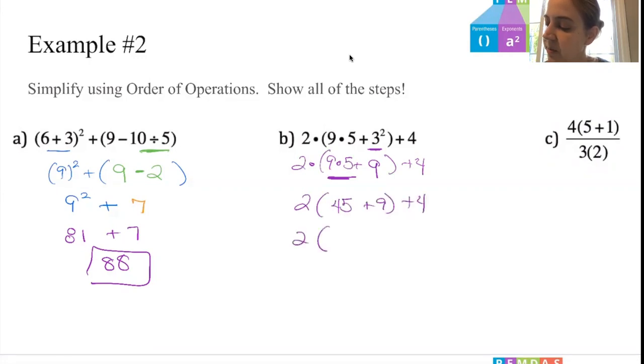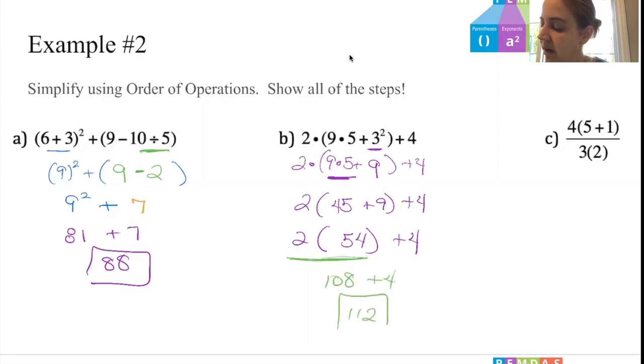Still work inside those parentheses. 45 plus 9 is going to be 54, plus 4. This is multiplication over here on the left, so we want to make sure we're doing that. 2 times 54 is going to be 108, plus 4 becomes 112. And there's our answer. Again, use a calculator to check your work, but I want to see all the steps.